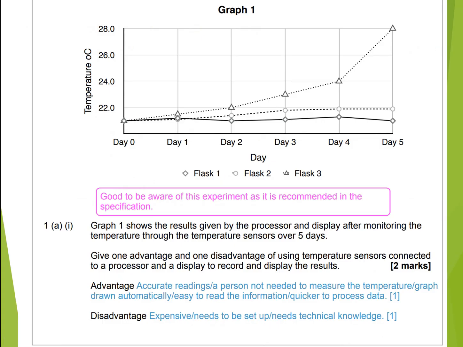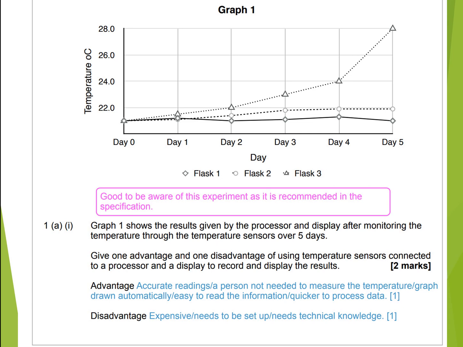So, for question 1A, we've got 2 marks that it wants. An advantage and a disadvantage of basically using a temperature sensor and a data logger. The advantage is that you get accurate readings, or that a person is not needed to measure the temperature, or the graph is drawn automatically. It's easier to read the information, it's quicker to process. You could even have that it can be left and set up overnight, okay? And you don't need to have a scientist there taking regular readings.